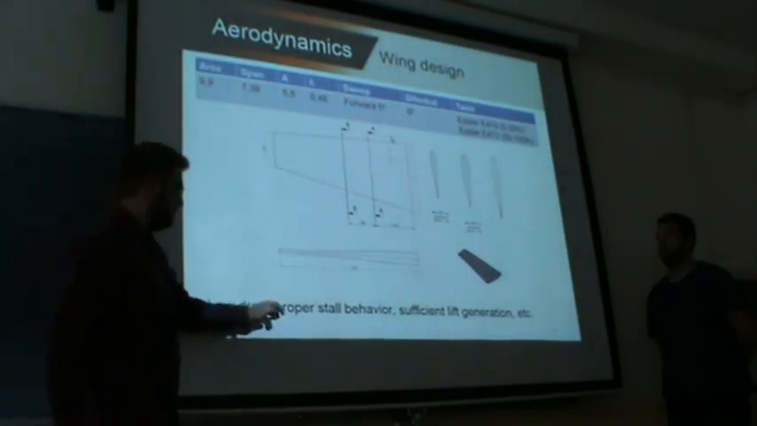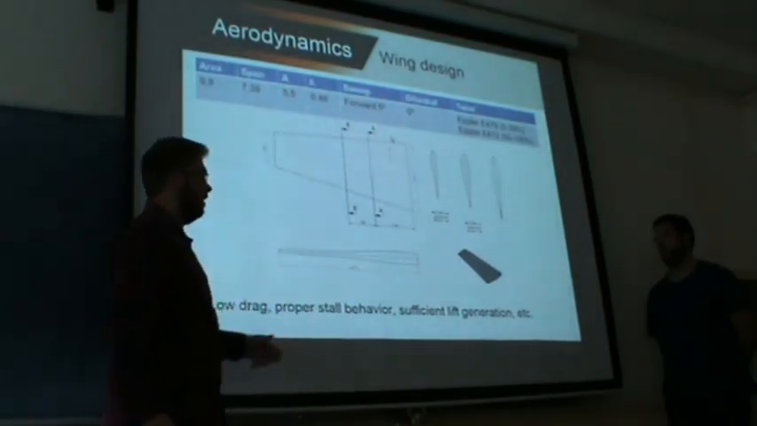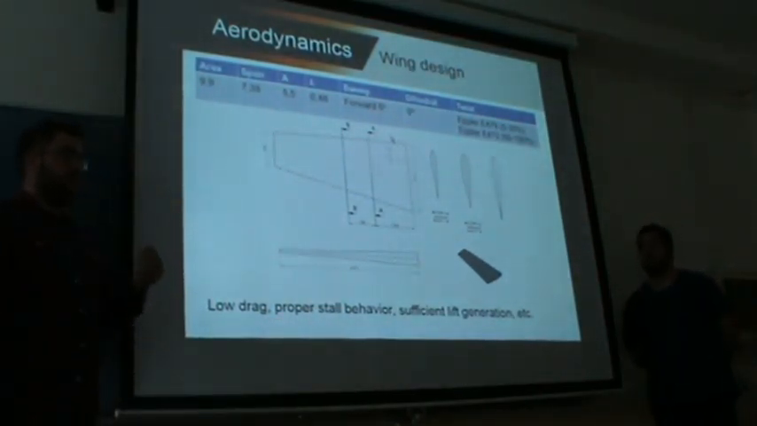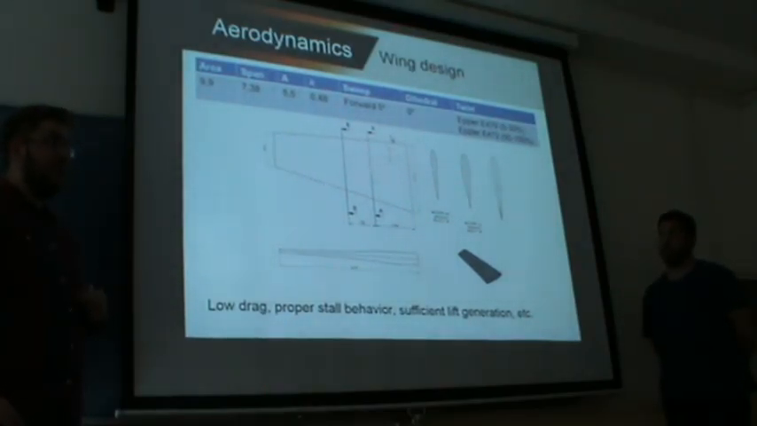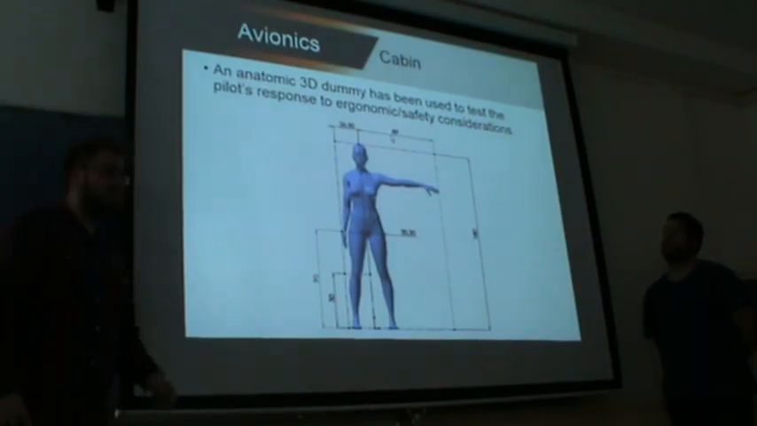This wing provides a good behavior, of course, in the stall behavior. It generates low drag and it gives enough lift to do all the performance, all the maneuvers that are expected in an acrobatic airplane. Let's go with avionics.